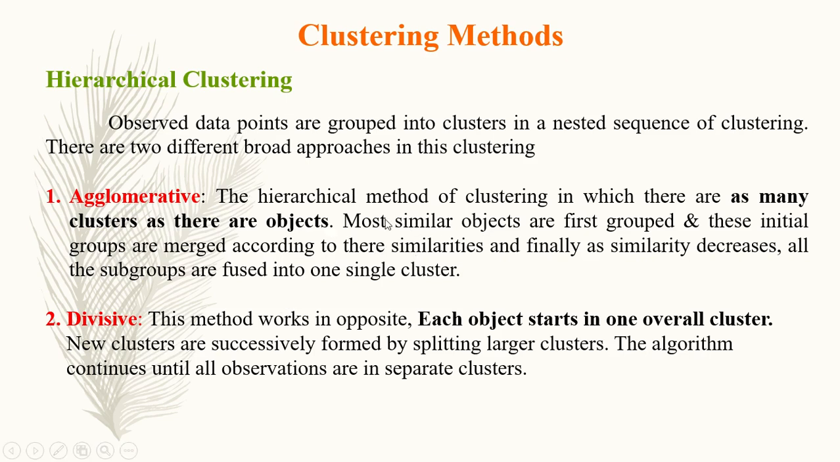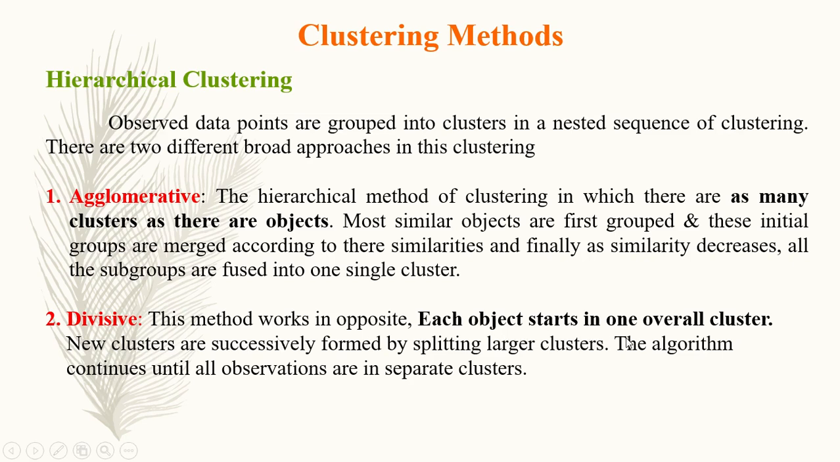It means in the beginning of the cluster analysis, there are as many clusters as there are objects. Okay, so next is divisive. Just opposite to this, in the beginning we have one whole cluster. Based on the similarities we will divide that cluster into different clusters. So this method works in the opposite way.